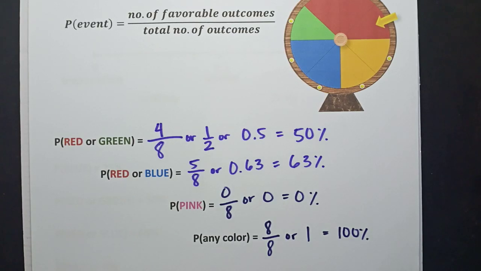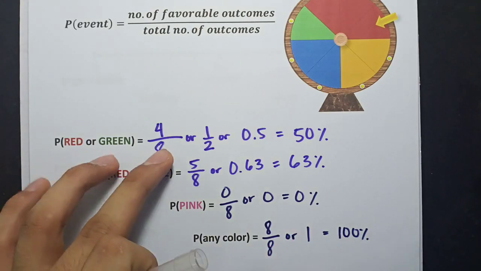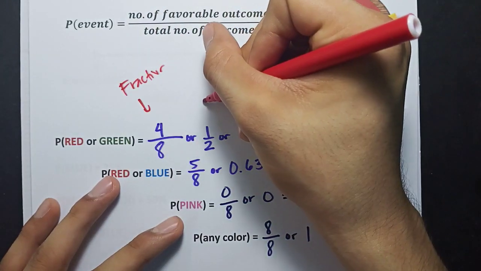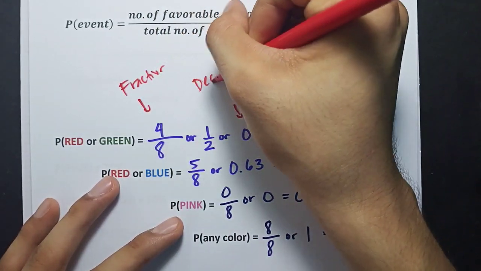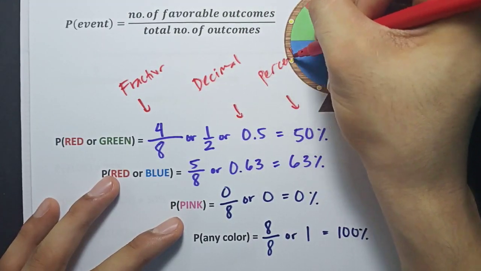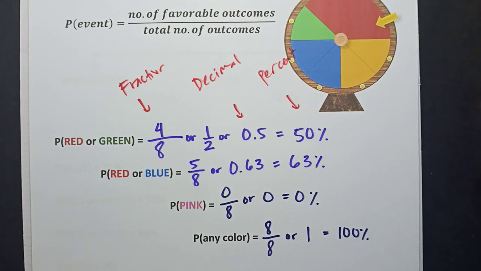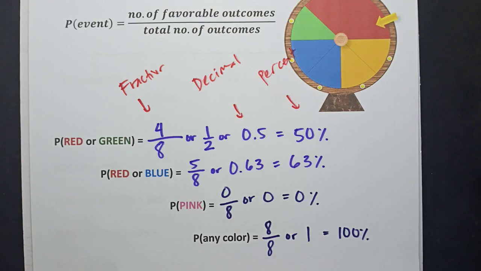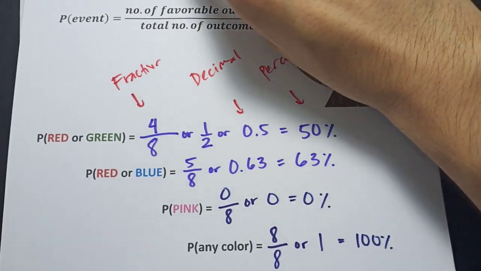Now, this is not the only way of presenting probability. We can present probability in 3 ways. As for our example, we can represent it as fraction, as decimal form, and as percentage. Now, i-review nyo na lang kung paano mag-convert ng fraction to decimal to percent. Hindi ko nasasama sa video nito, hahaba. But, bukod dito, pwede pa natin yan i-translate into words.